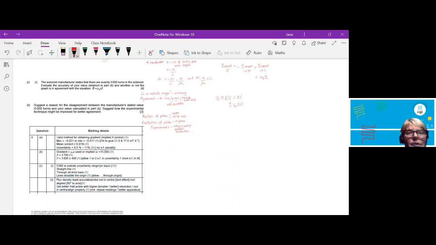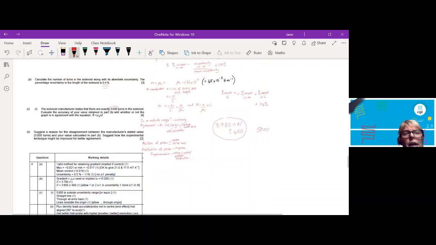Now, it says there whether or not the graph is in agreement with the equation. So what they're asking is, is this number close to the 5,000 that it should be? Well, actually, it's not close. So it doesn't matter if it's inside or outside, but you can say that the 5,000 is not within the range, and therefore it is not in agreement with it.